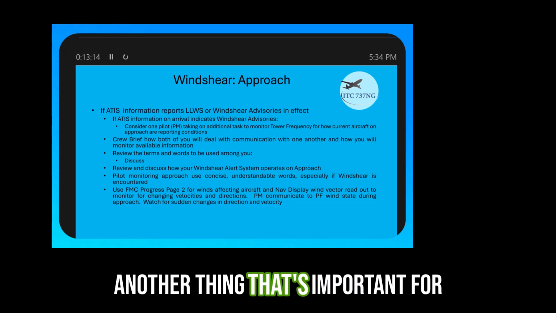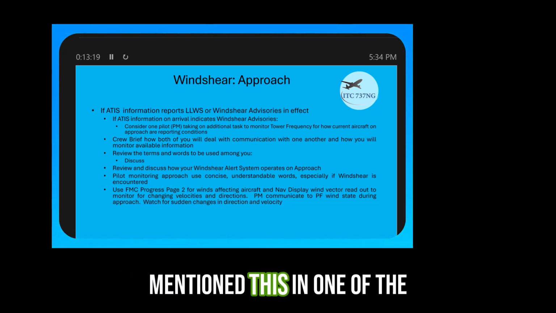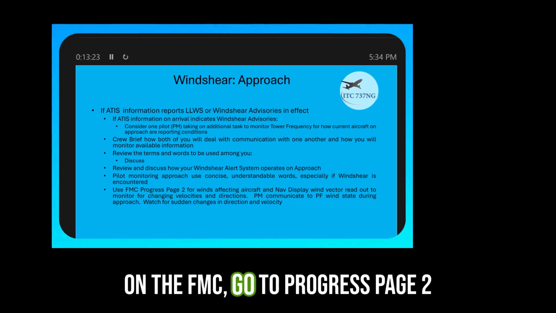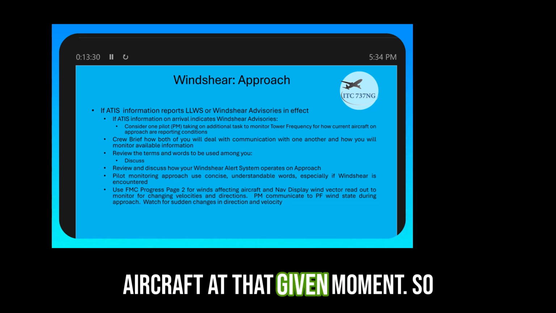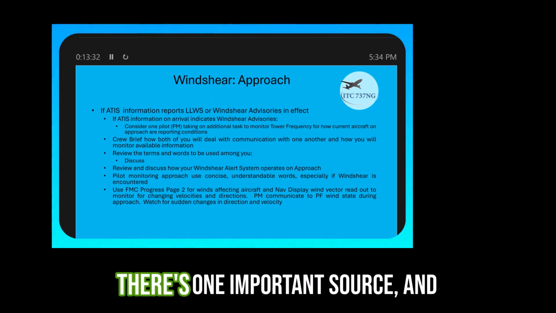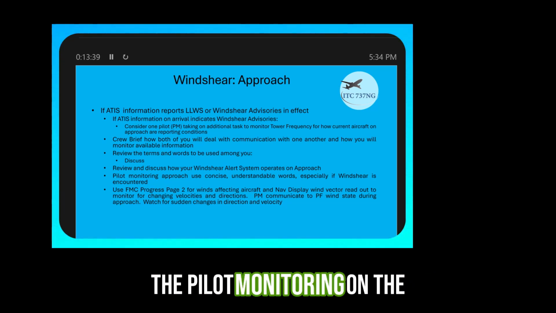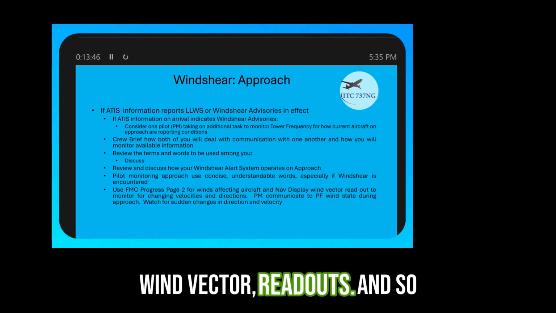Now, here's another thing that's important, a tool that you have available to you on the approach. I kind of mentioned this in one of the previous sessions that I gave to you: on the FMC, go to progress page 2 for the winds that are affecting the aircraft at that given moment. So there's one important source, and that ought to be monitored by the pilot monitoring on the approach, and also the nav display wind vector readouts.